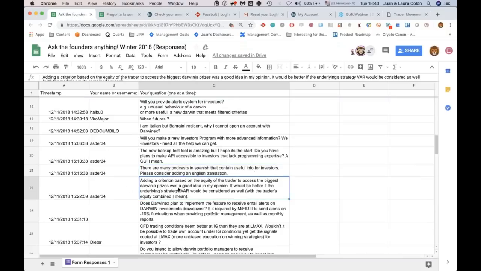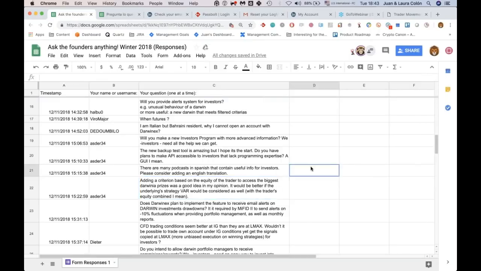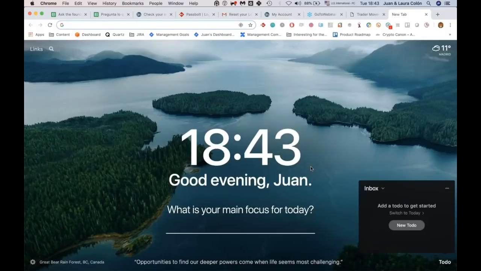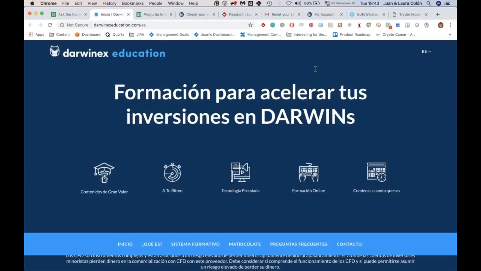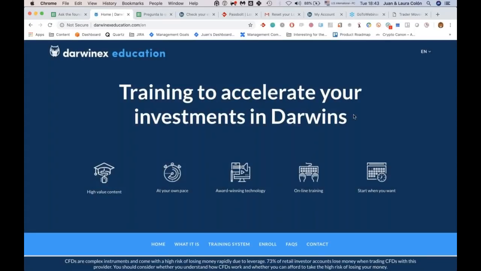Yes, but also there is the Darwinex education, which is translated to English, and it's public for everyone. I think we had a link to it further up, for anybody who wants to have a look at it. I'm currently in Spain, so it's showing the Spanish version, but the English version is also available. Okay, so that's that.